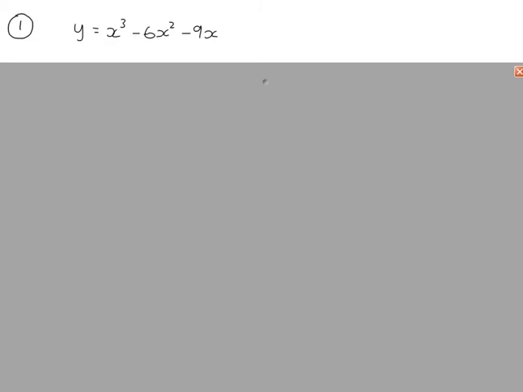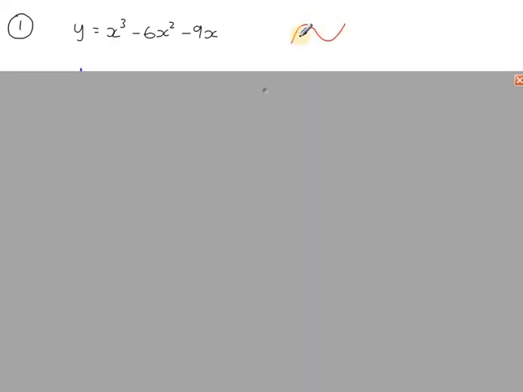Example 1, we have a cubic curve, and looking at the coefficient for the cubic term, the shape will be something like this. So there's a section of the curve which is concave and a section which is convex. We need to find the set of values of x for the concave section and then for the convex section.